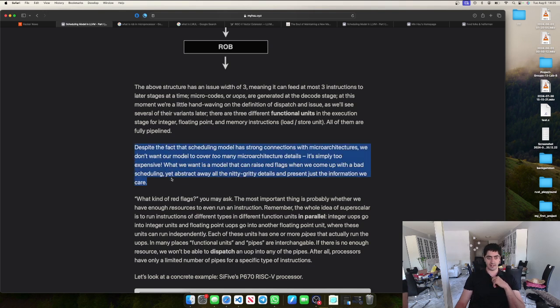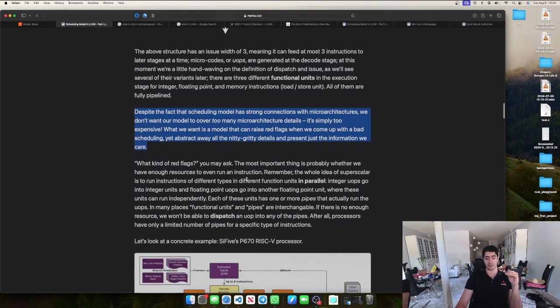Alright, let's read that again. Despite the fact that the scheduling model has a strong connection with microarchitectures, we don't want our model to cover too many microarchitecture details. It's simply too expensive. What we want is a model that can raise red flags when we come up with a bad scheduling, yet abstract away all the nitty-gritty details and present just the information we care about.